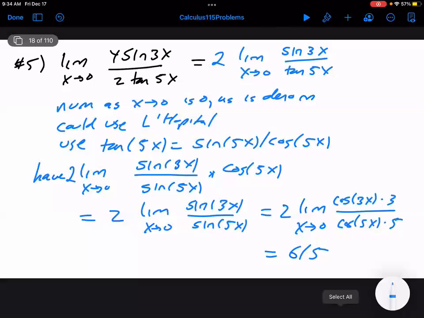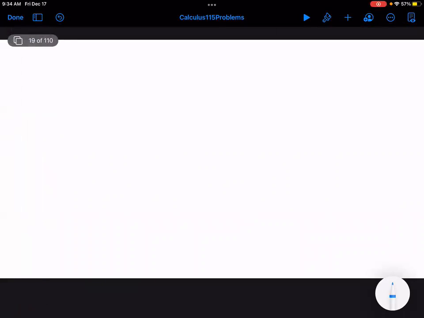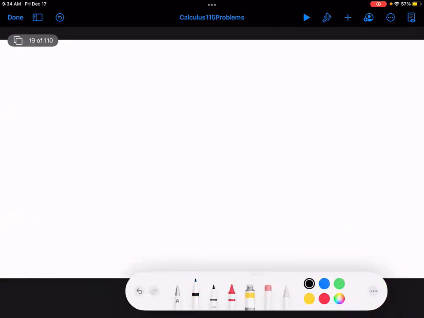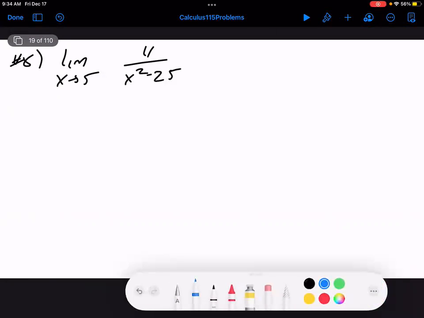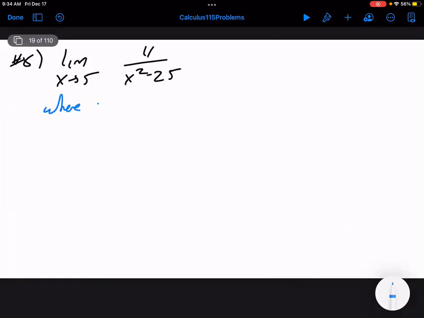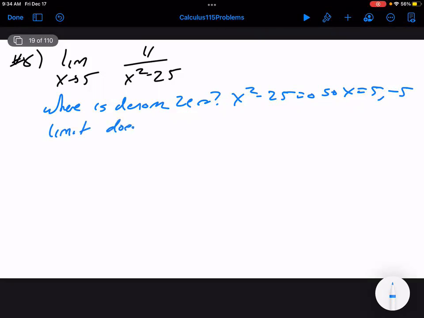And so the last one to just briefly talk about from the practice problems is number 6, the limit as x goes to 5 of 11 over x squared minus, I'm sorry, minus 25. So whenever you have a denominator, you should be immediately concerned where the denominator is 0. So we need x squared minus 25 equals 0. So x equals 5 or negative 5. So x equals 5 is one of the troublesome points. And so here, the limit does not exist.